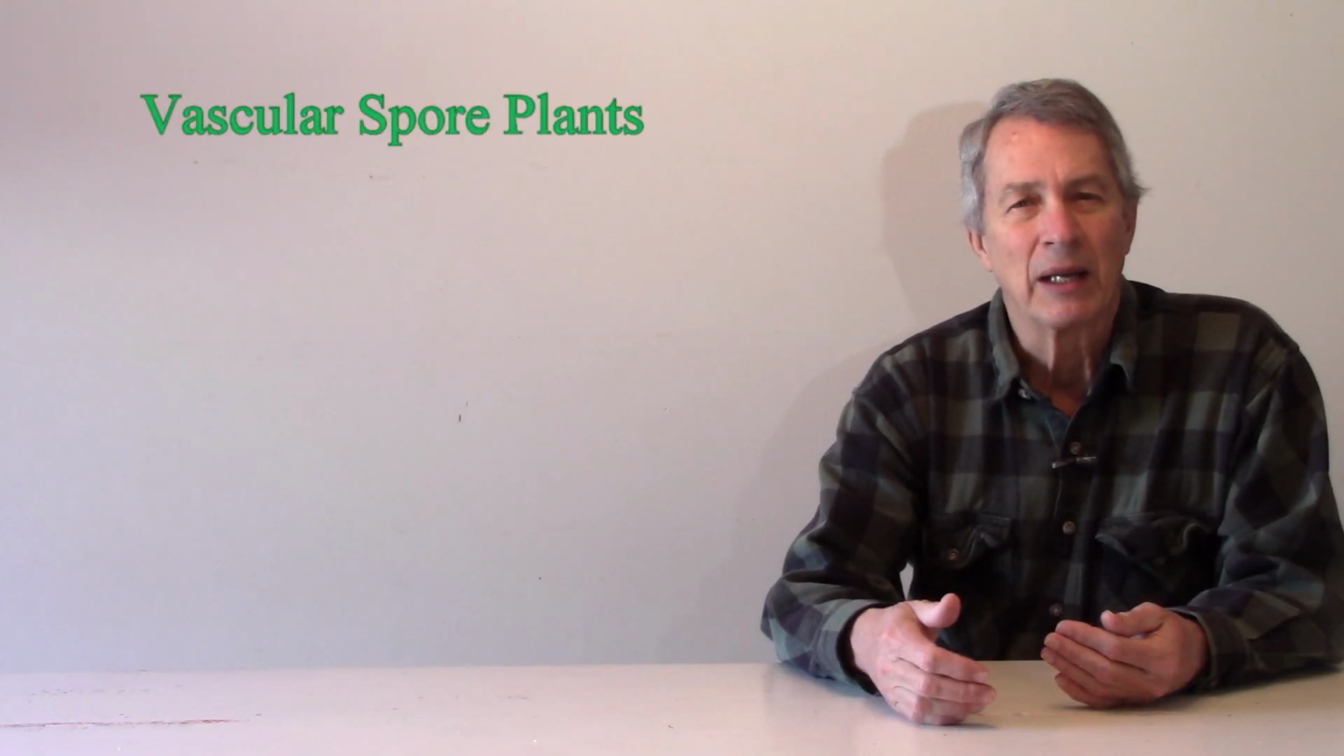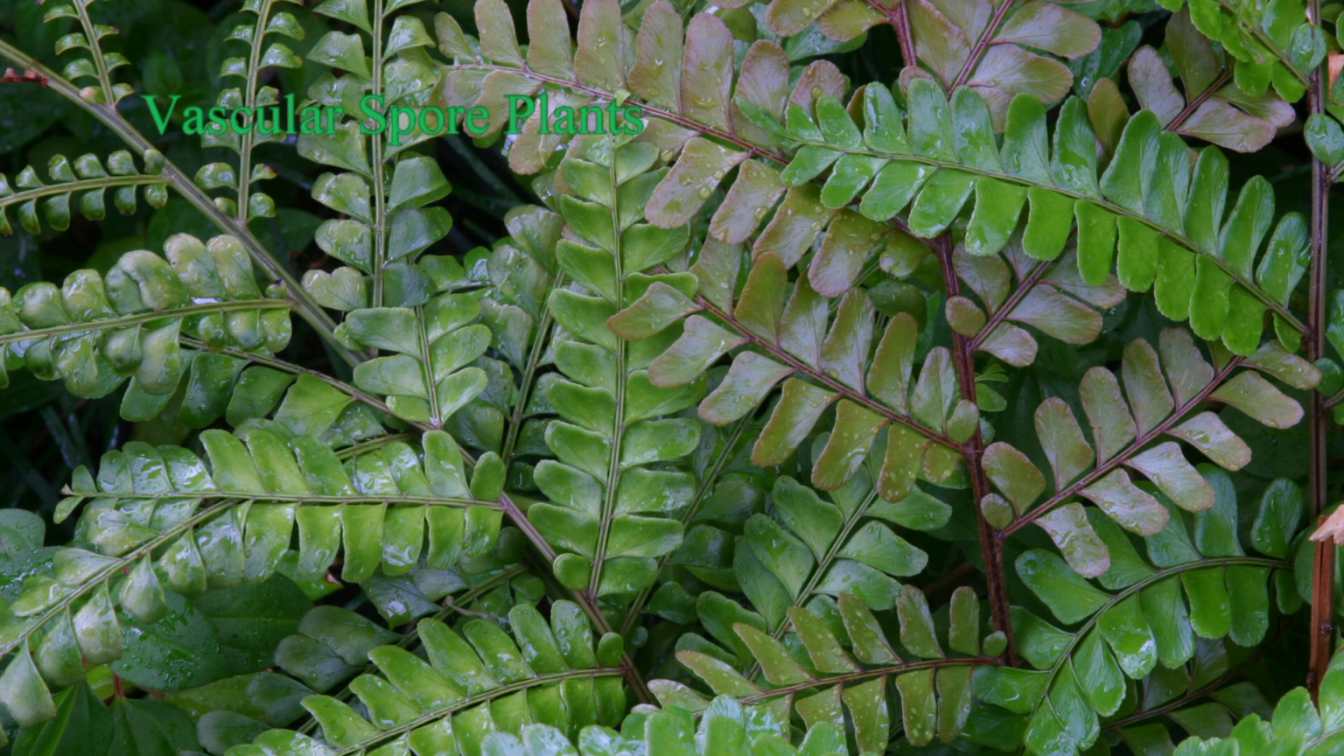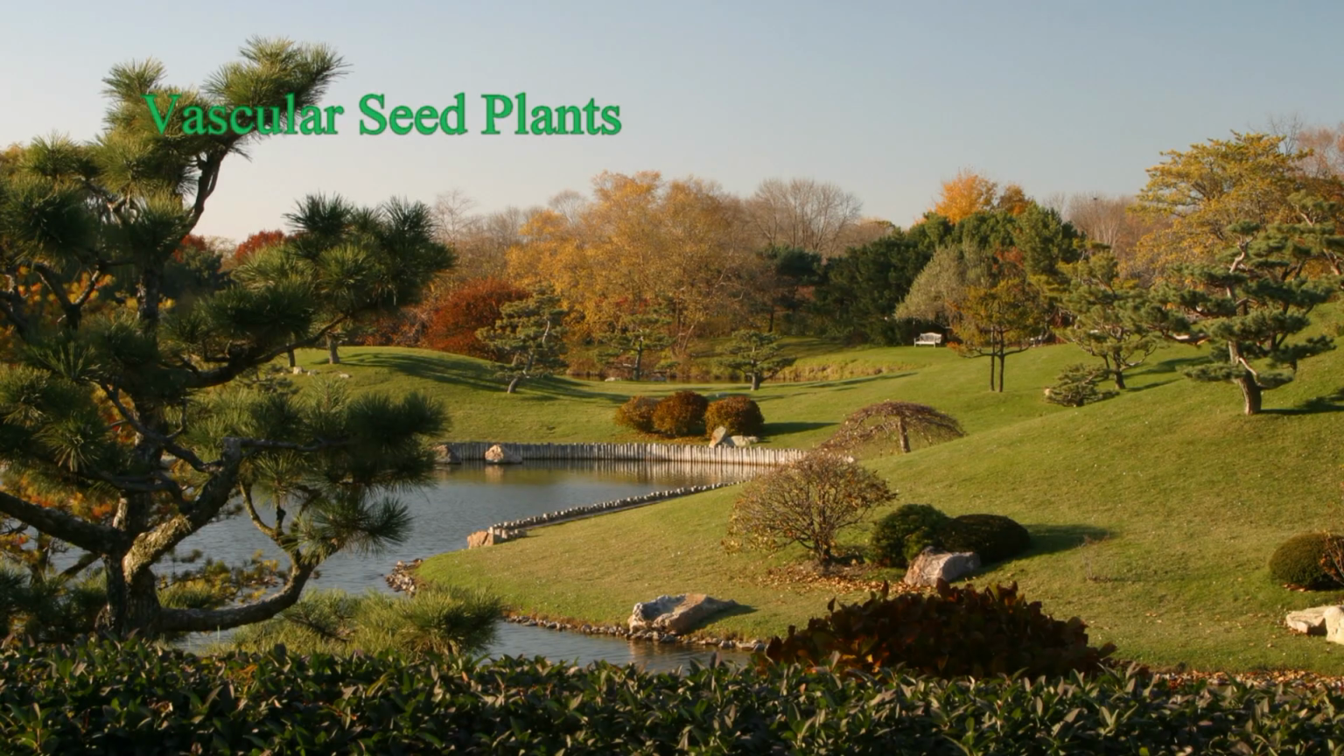Vascular spore plants, ferns, horsetails, and a few others, produce spores, not seeds, but they do have vascular tissue to move water and nutrients. And then there are the vascular seed plants. Herbaceous plants, shrubs, and trees have vascular tissue that water and nutrients move through. Most reproduce through seeds, but a few spread primarily by roots, rhizomes, and stolons.